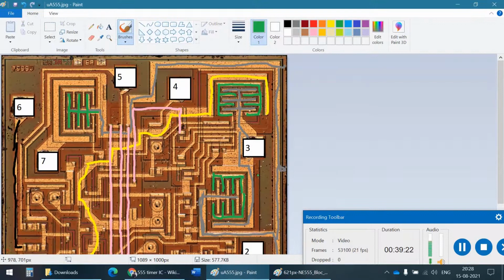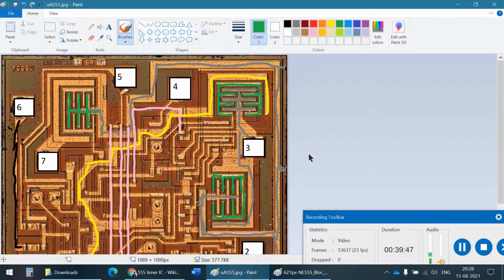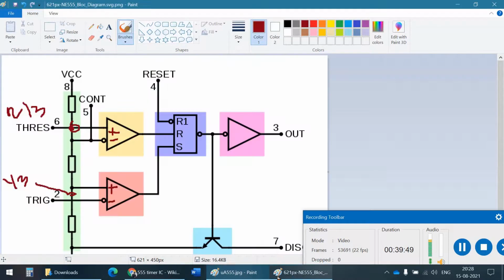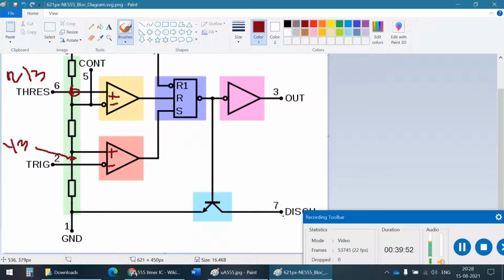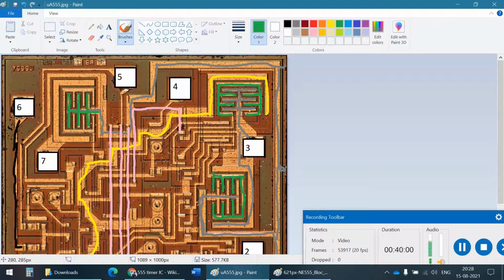So this transistor, which is connected to VCC, pulls the output high, and this transistor, which is connected to ground, pulls the output low. So it's either this one which will pull it high, or this one. Either one of these is on. If this is on, the output's being pulled high. If this is on, the output's being pulled low. And this we identified as the discharge transistor. You see here, the discharge transistor, which is connected to ground. We see that it is connected to ground. It's connected to the discharge pin.